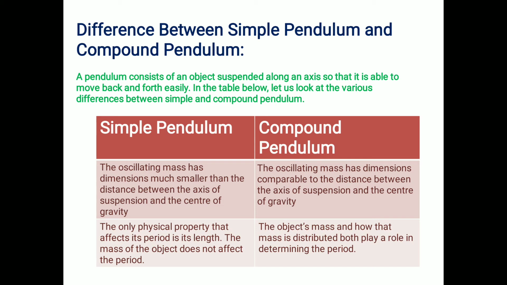Yes, mass of the object, if mass is larger, mass of that compound pendulum is larger, then it will take more time to complete one revolution. Okay, and if mass is smaller, then it will take less time to complete one revolution. So like this, mass of that object plays very important role while determining the period of oscillation. And how that mass is distributed over the body.